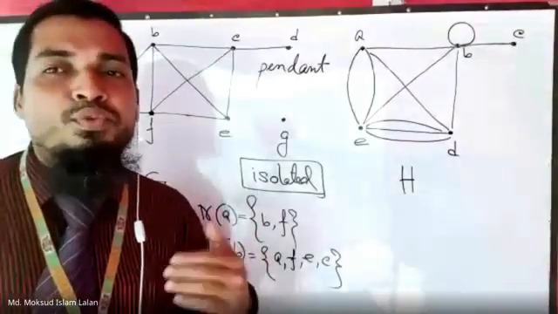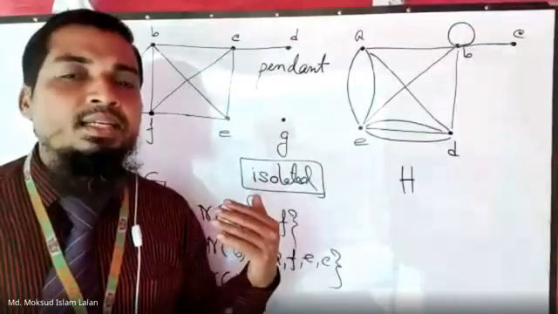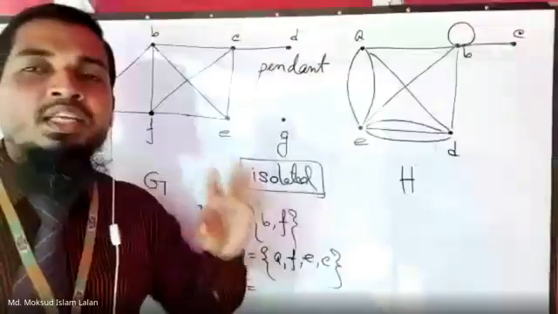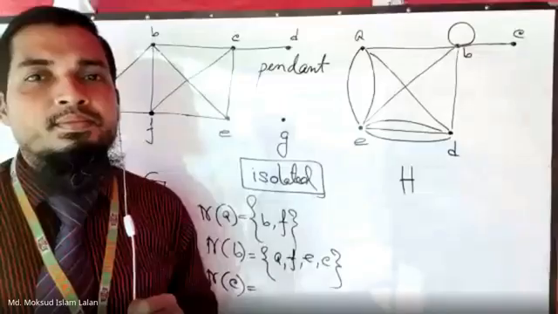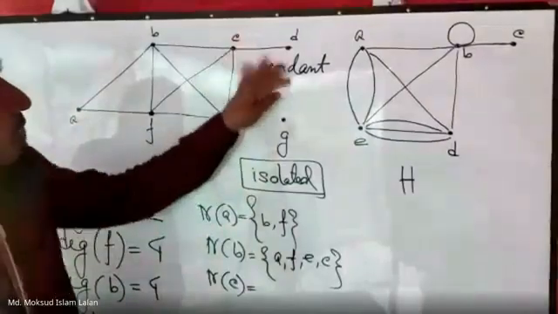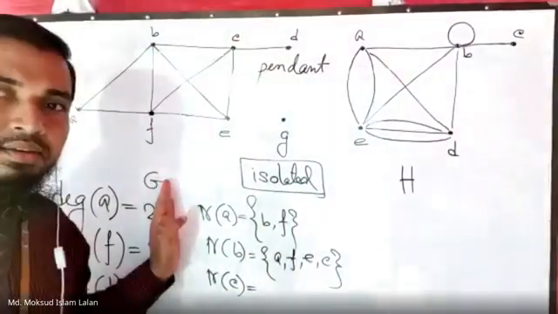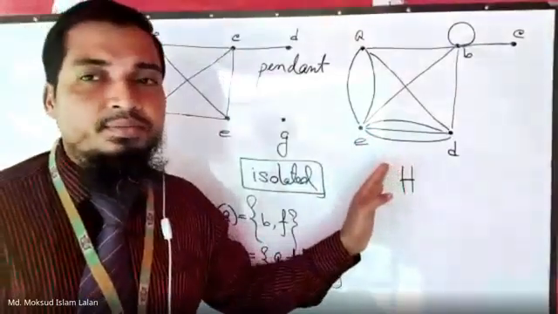But for degrees 2, 3, 4, 5, there is no specific such name. Is it clear? Only 1 has a specific name, pendant, and 0 is isolated. So I think we have finished the G graph. Can I go to the H graph?